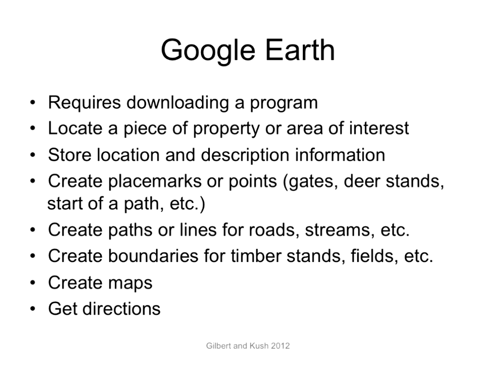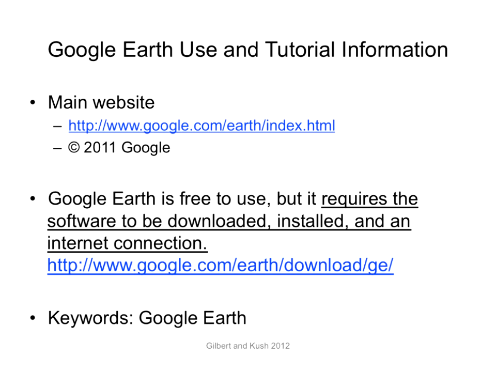You're also able to create paths or lines. That could be for roads or for streams. You can create boundaries, areas, polygons, anything like a timber stand, a field, or an actual food plot. Then you can create maps, you can get directions. Google Earth is a pretty robust program. It looked from the numbers like a lot of you have used it.